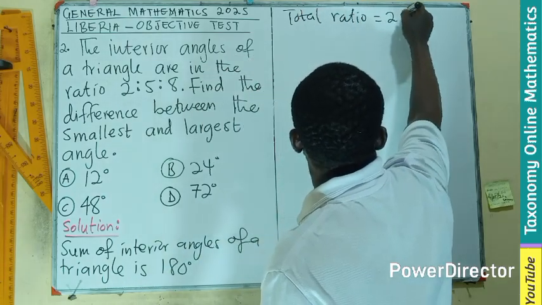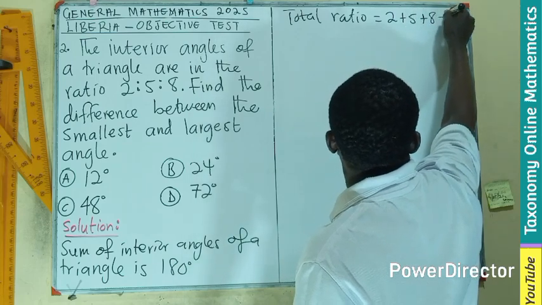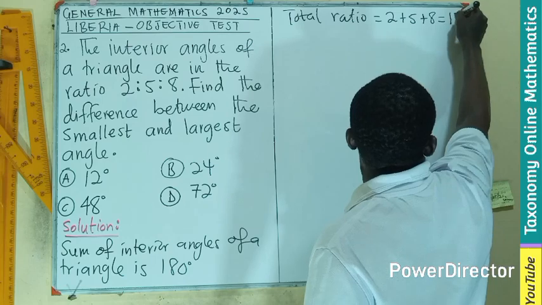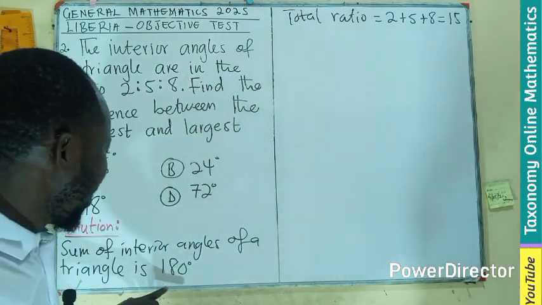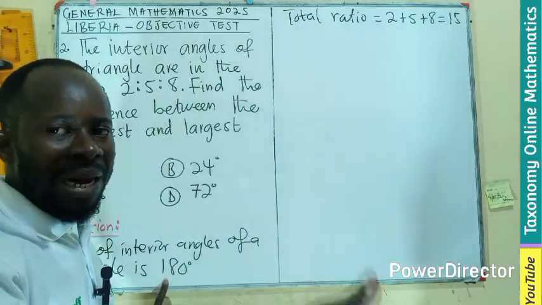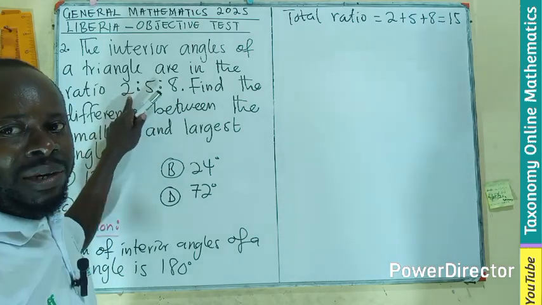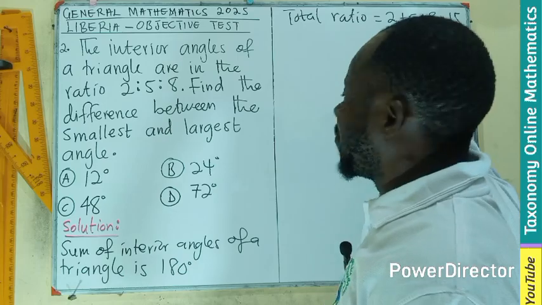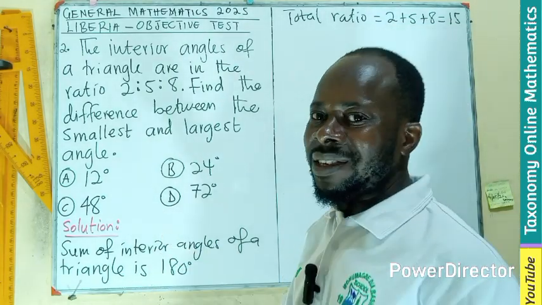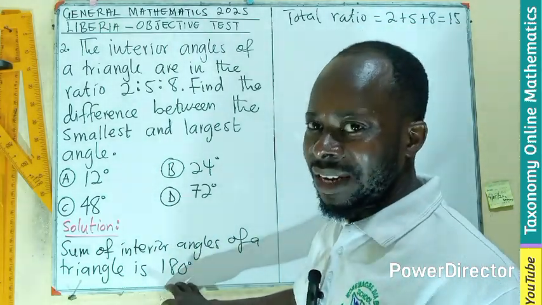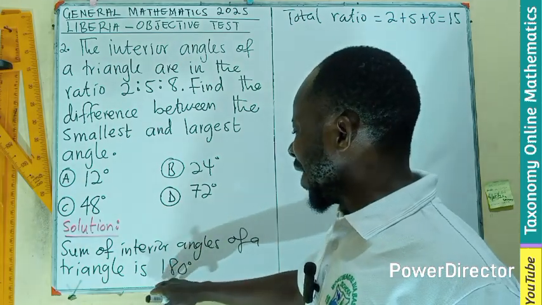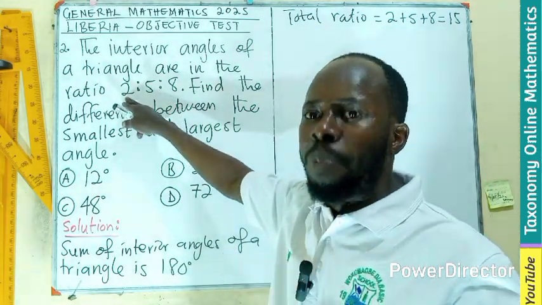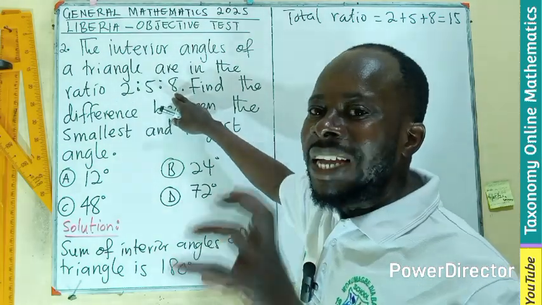The total ratio is 2 plus 5 plus 8, which will give you 15. So it means that this angle is divided into what? 15 parts, and the smallest angle takes 2 parts, the largest takes 8 parts. So this 15 is the number of parts that the angle 180 is divided into. So if we divide the angle 180 into 15 parts, the smallest angle is picking 2 parts of that, the largest is taking 8 parts.